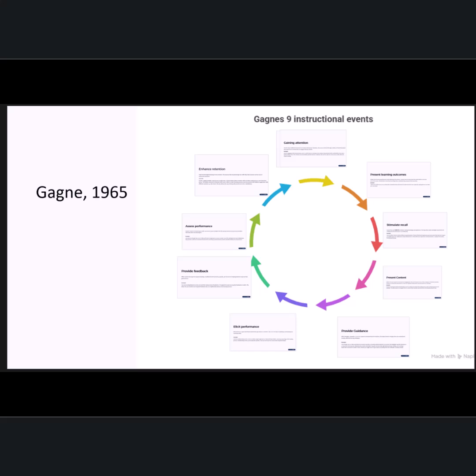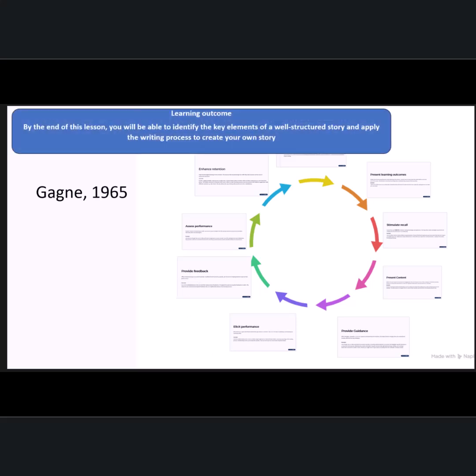This example will take you through each of the 9 events of instruction and provide you with examples of how technology can support these. The first event of instruction is gaining attention. The second is presenting learning outcomes. The third is presenting recall. The fourth is presenting content. The fifth is providing guidance. The sixth is eliciting performance. The 7th is providing feedback, the 8th is assessing performance, and the 9th is enhancing retention. We will look at these each in more detail in the context of achieving the learning outcome.